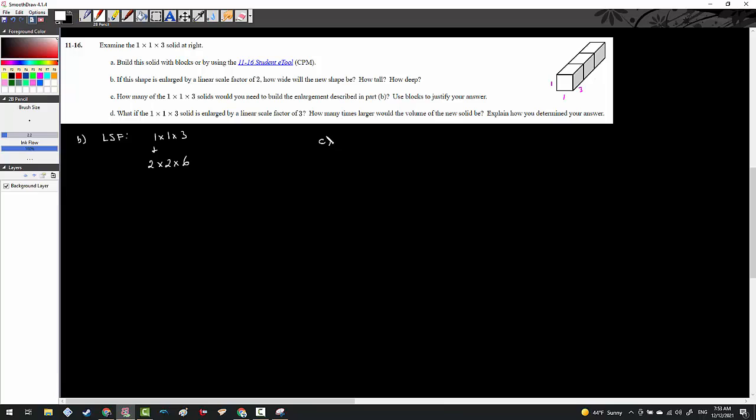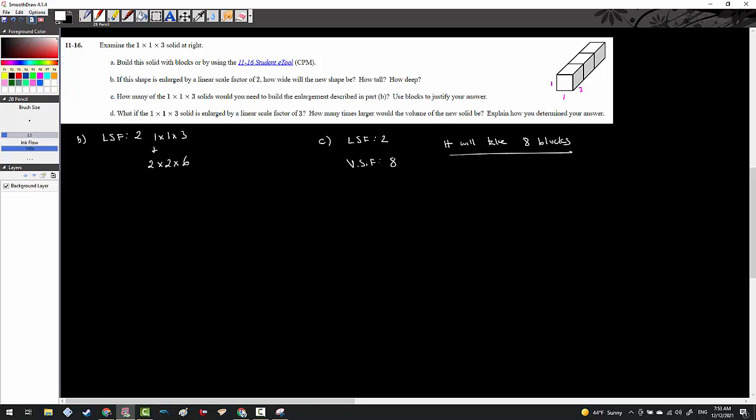If we are asked in part C, how many of these 1 by 1 by 3 solids would you need to build the enlargement in part B? Use blocks to justify your answer. Well, remember, our linear scale factor is 2, right? So we would imagine that our volume scale factor, which is the number of blocks it would actually take to fill all the mass inside, should be 8. So I'm hoping that when I show this diagram, it will take 8 blocks. Okay, let's find out if that's true.